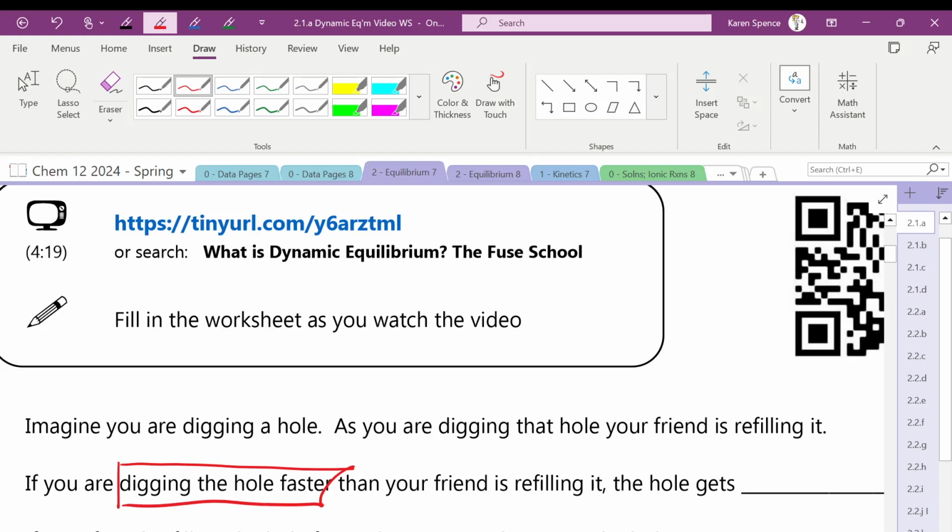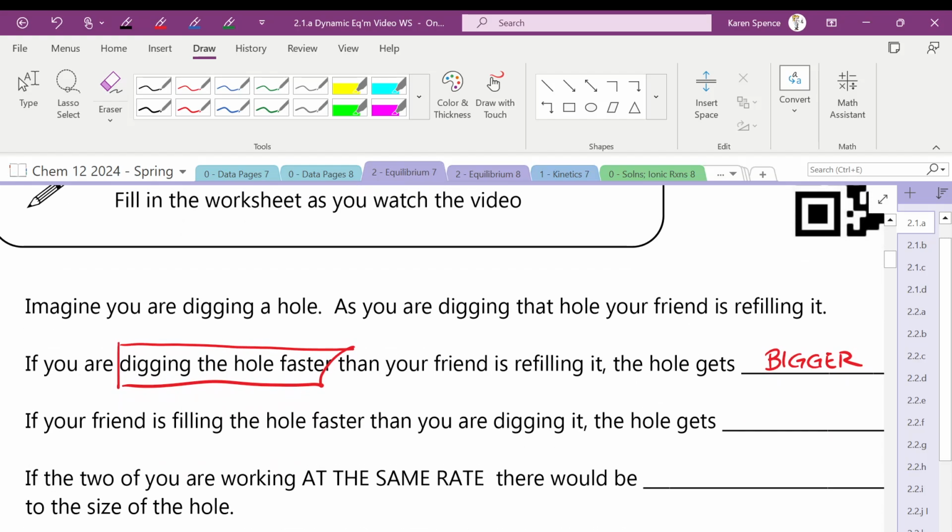So if the digging is faster than the filling, what happens to the hole? The hole gets bigger, larger. Either way you want to say it, it's good. Now, if your friend is filling the hole faster than you are digging it, the hole is going to get smaller. But if the two of you are working at the same rate, there would be no change to the size of the hole.